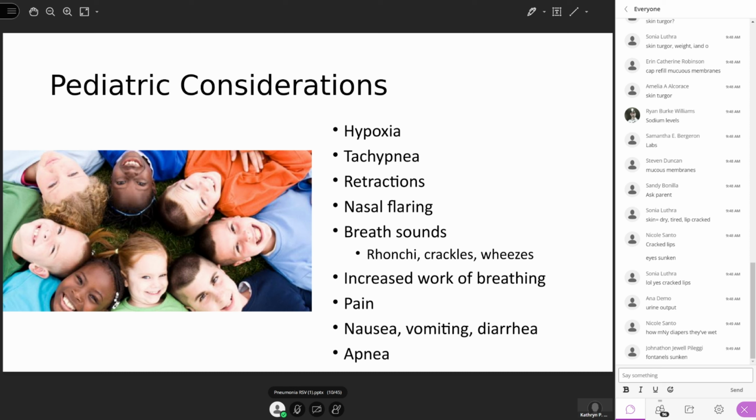Fontanelle sunken, yes, that's a great way to assess for hydration. But keep in mind the fontanelles start to close, and they may not be, I'm going to say available, but prominent. You might not be able to assess them if they've closed.